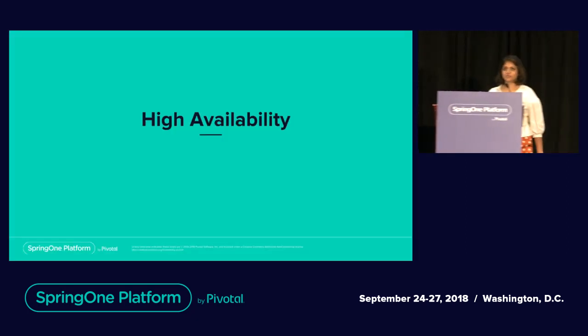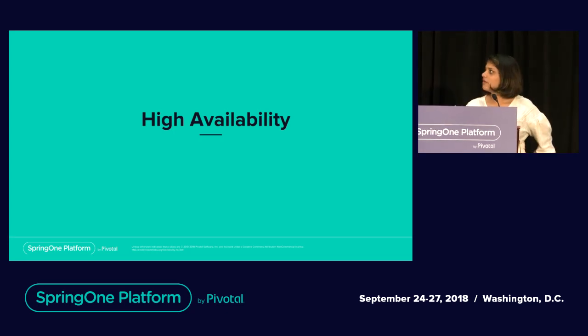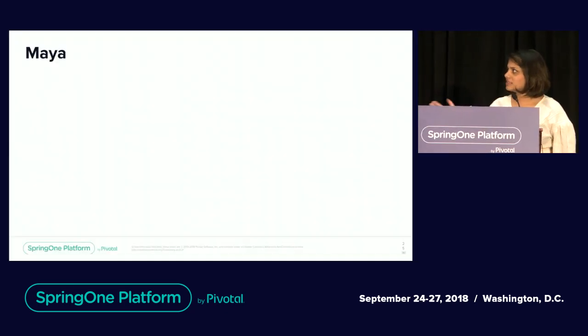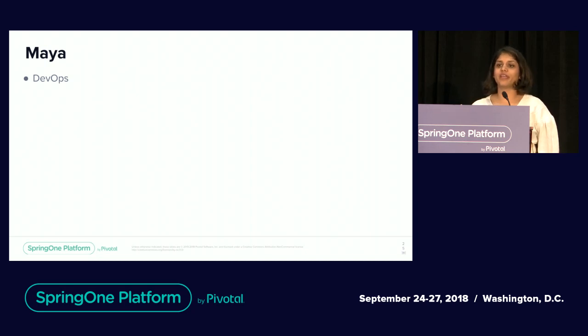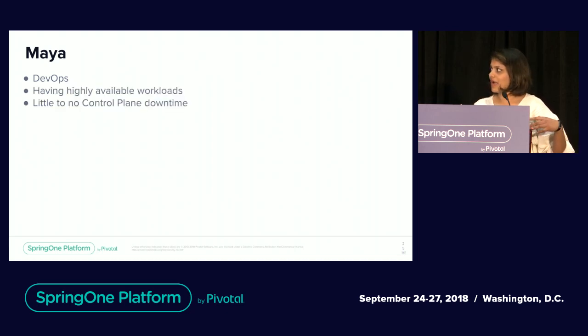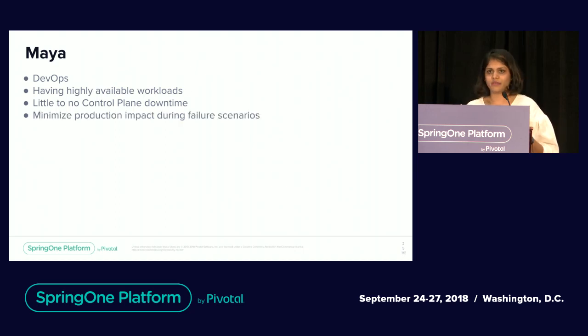So let's look at our first use case, high availability. We'll look at it through the lens of our persona, Maya. She is a developer operations engineer tasked with managing a fleet of clusters running production workloads. Her responsibilities are to have highly available workloads, to have little to no control plane downtime, to ensure there's as little production impact as possible during a failure scenario, and to reduce the risk of data loss.